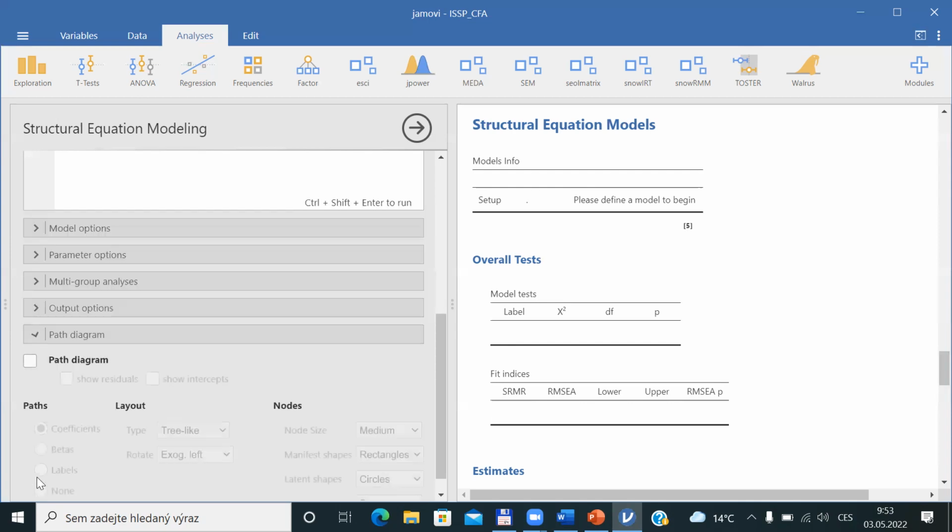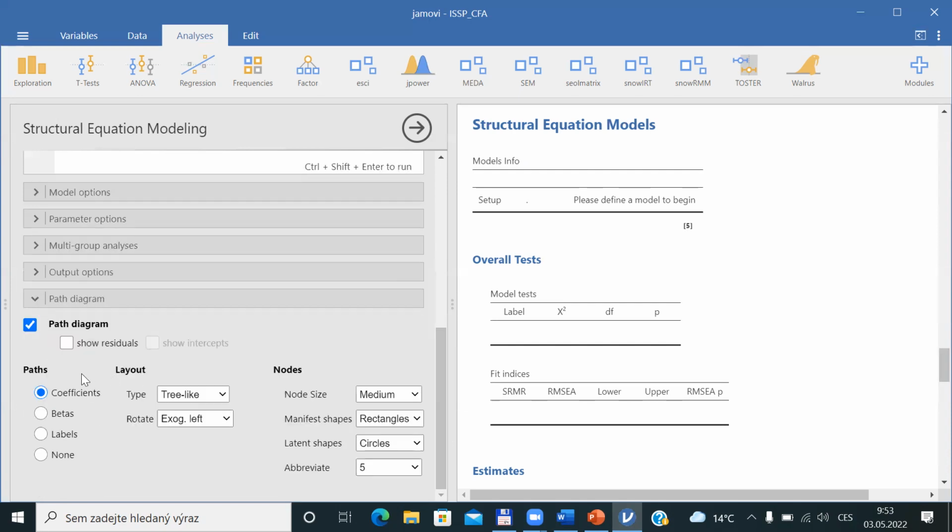And finally, we would like to check whether our path diagram is correct according to our expectation. So I will ask for the path diagram. Here, that's quite nice. You can ask for showing residuals, so we can ask for this option. And this is the best output in my opinion, that paths should be individual betas. So it means standardized coefficients. So that's about this path diagram.